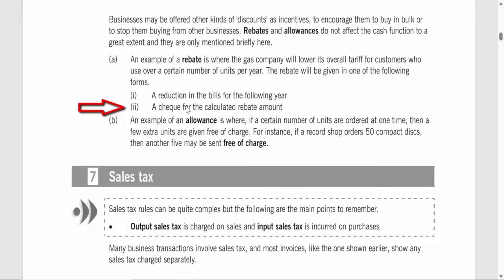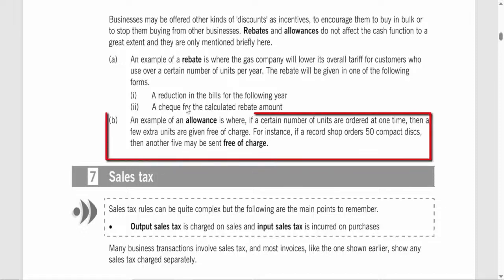In this example, the rebate serves as a loyalty reward by reducing future costs or providing a financial refund, encouraging customers to continue using the company's services or products. Rebates are commonly used in utilities, manufacturing, and even consumer electronics, where buyers can receive a rebate if they purchase multiple units or exceed a specific amount of use.